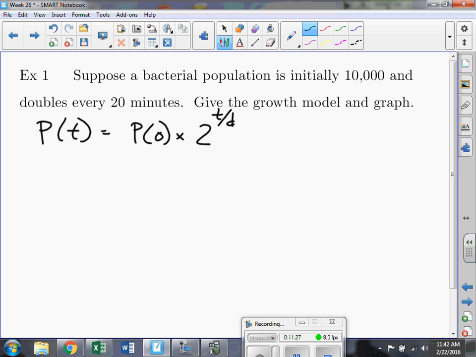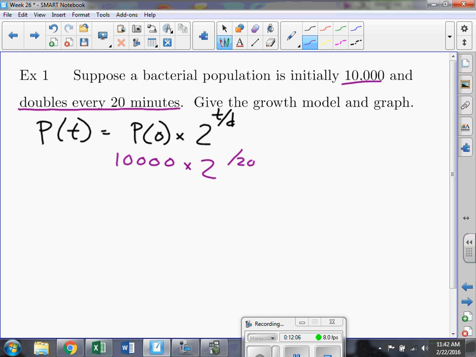Let's start putting the pieces in. A bacterial population is initially 10,000. Where does 10,000 go? That's the P of 0. The population at a time of 0. That's what we initially had. It doubles every 20 minutes. Well, where does that go? That's the d. Doubling time is the d.